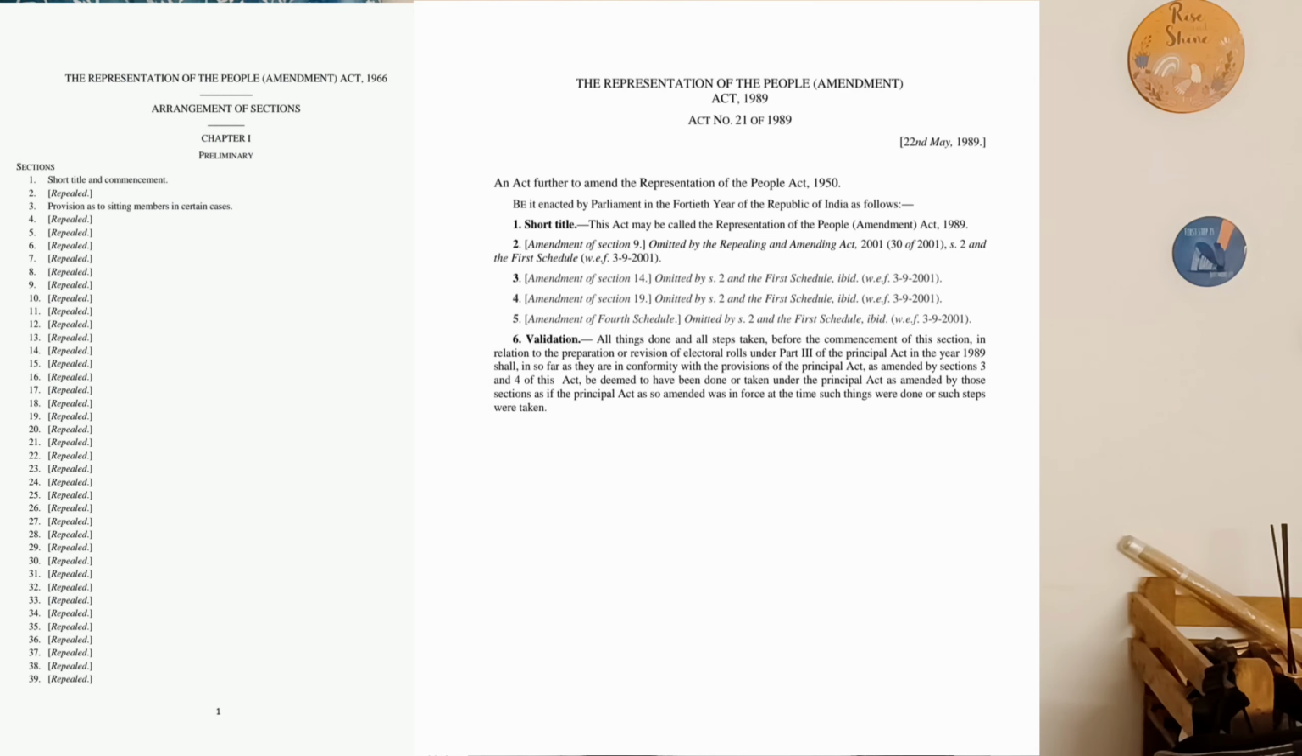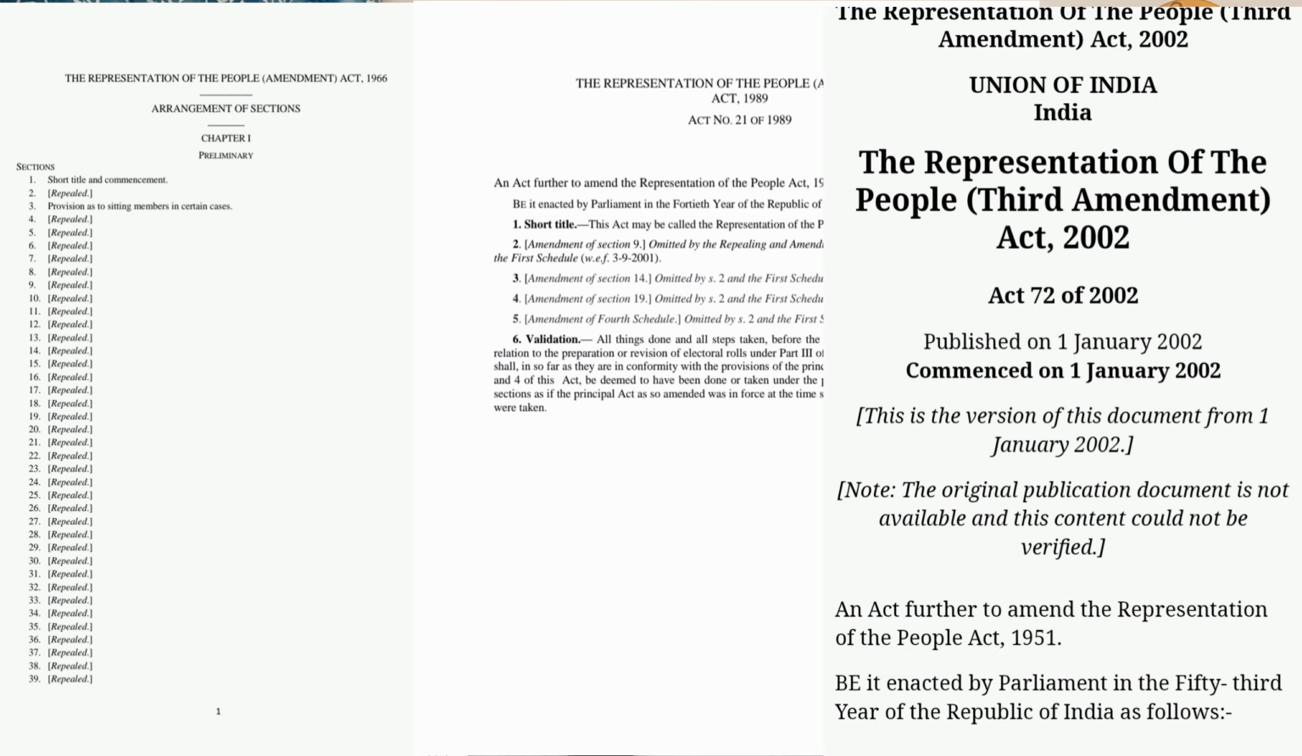There were also some minor amendments which were made later on, like in 1966, in 1988 and 2002, but including all these amendments, the act which we follow today is the Representation of People Act 1951.